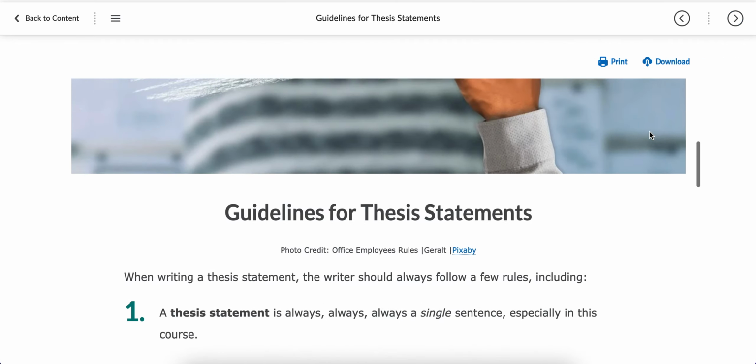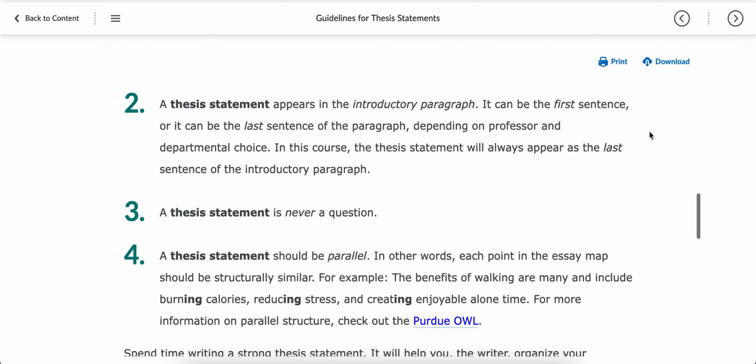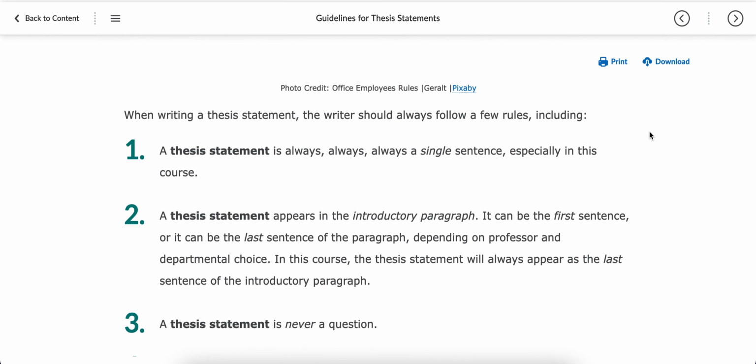So this just explains some of the rules for a thesis statement, and I agree with these points. A thesis statement is always a single sentence. It says here always, always, always. However, I do want to point out that when you write a really long essay, for example, a dissertation or, let's say, a 25-page essay, there may be instances where you have to write a 2-sentence thesis statement, and that will be explained by your professor.